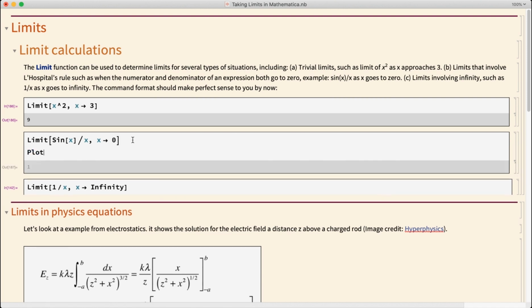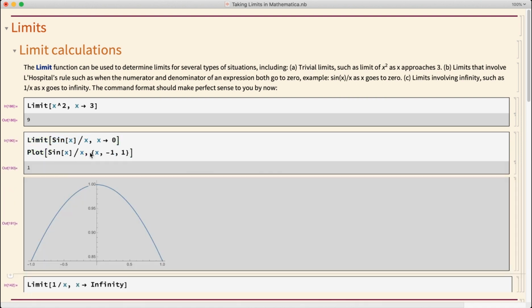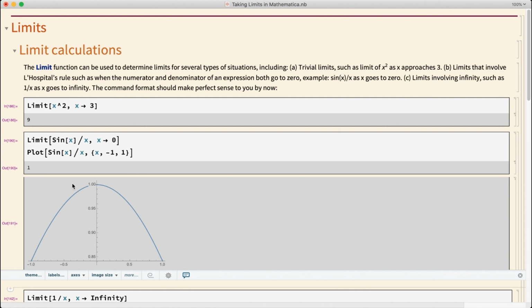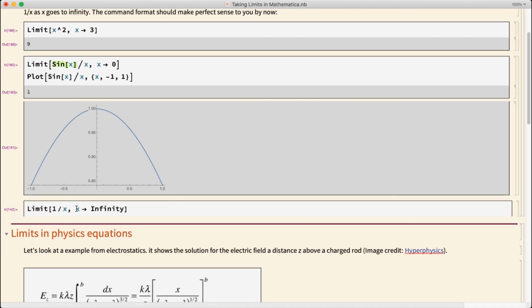And let's go ahead and just plot this function so that we can see that behavior. Okay, so here I've plotted this function sine of x over x from x equals -1 to 1. And you can see, in fact, as you approach x equals 0, so this value here, the function does go to 1. So not so obvious if you just look at the function written out, but fairly obvious if you look at the plot.